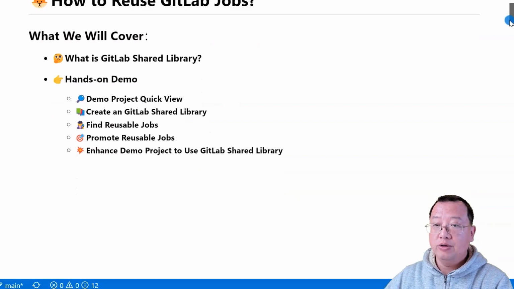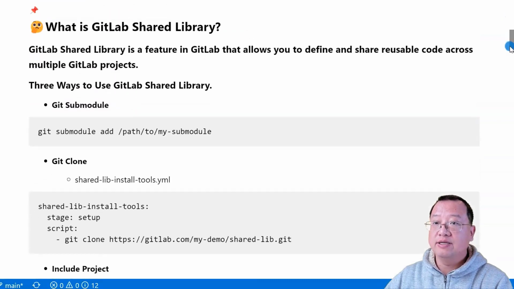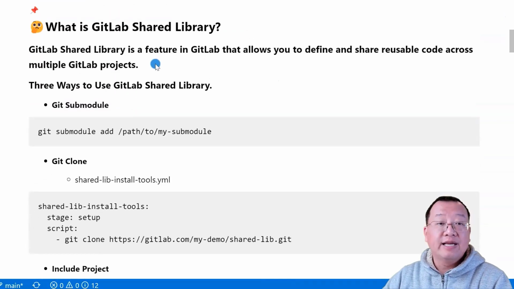For the topic, we talk about what is GitLab shared library. GitLab shared library is a powerful feature that enables users to define and share reusable code across multiple GitLab projects. There are 3 ways to use GitLab shared library.